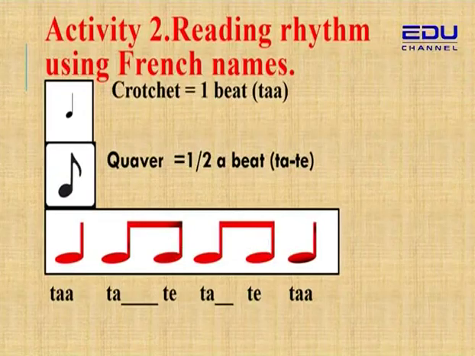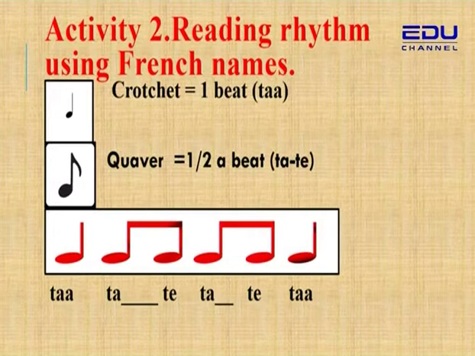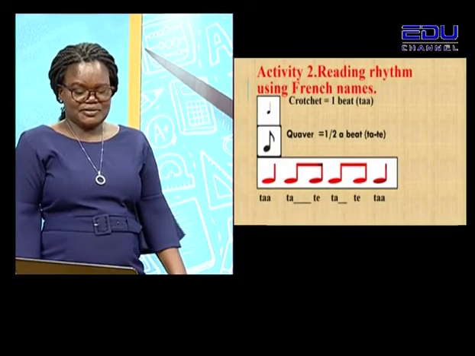It's quite interesting. So our French rhythm names. Ta, ta, te, ta, te, ta. Now it comes. Yes. Obviously. Can you now clap that rhythm? Let's clap together, Lana. Ta, ta, te, ta, te, ta. Again. Ta, ta, te, ta, te, ta. And if you are counting, how will you count?